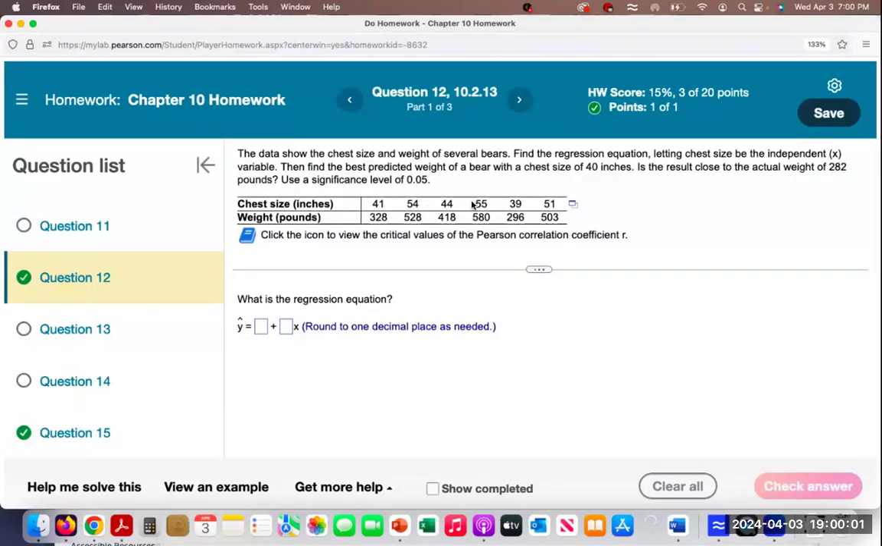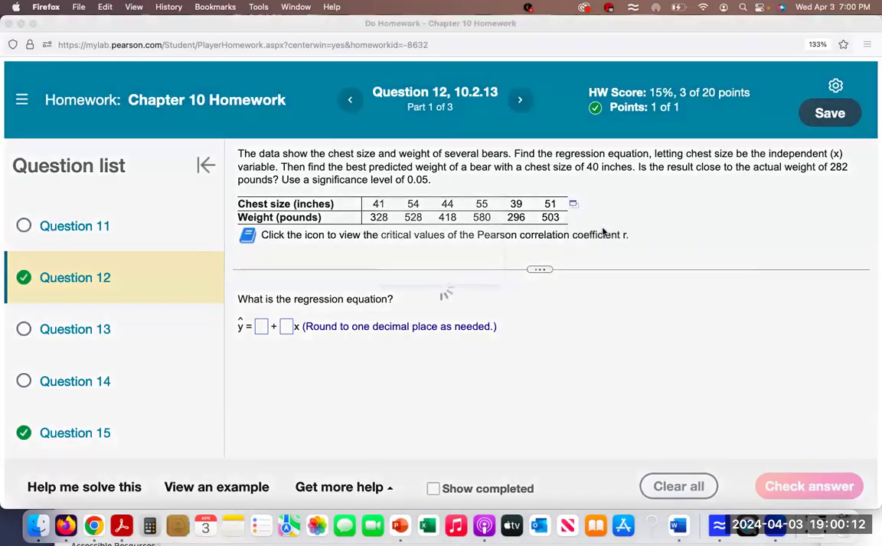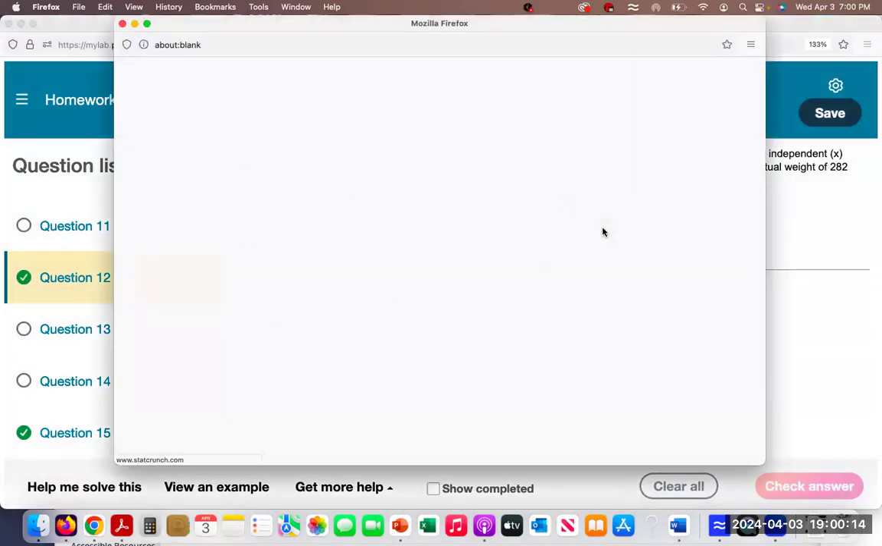So the chest size is given. This is our X variable, and the weight is also given. This is going to be our Y variable. What is the regression equation? So let's go ahead and open this in StatCrunch to find the regression equation.